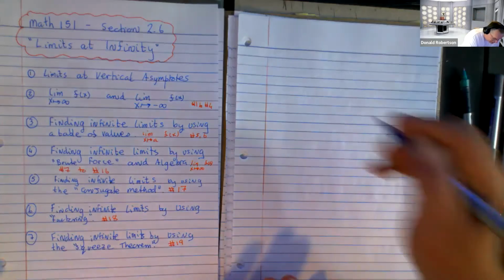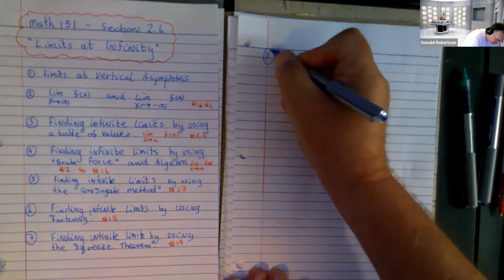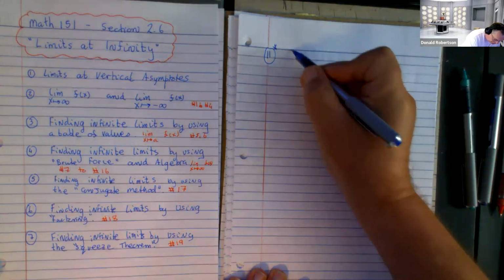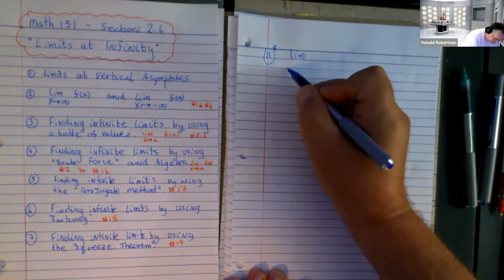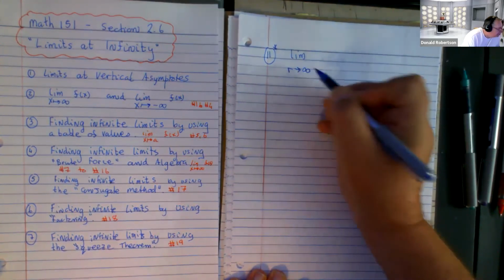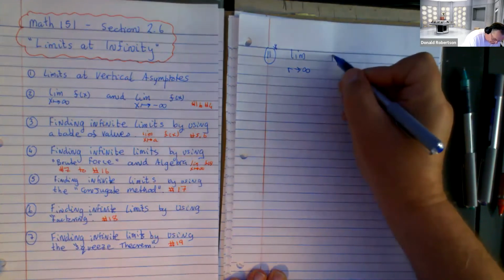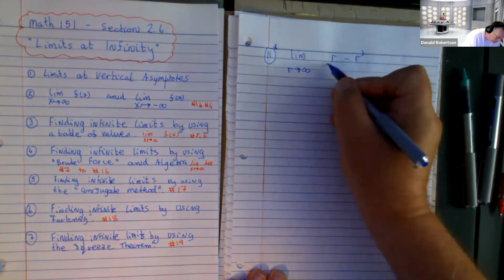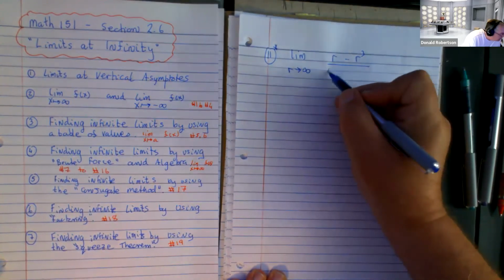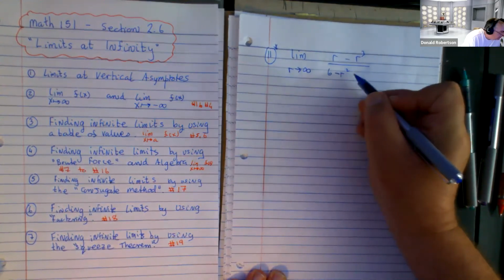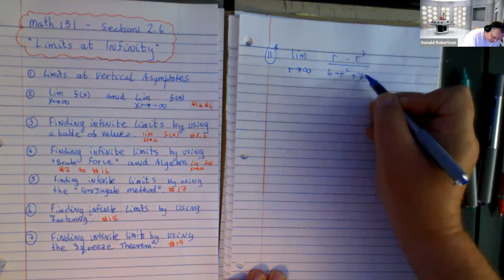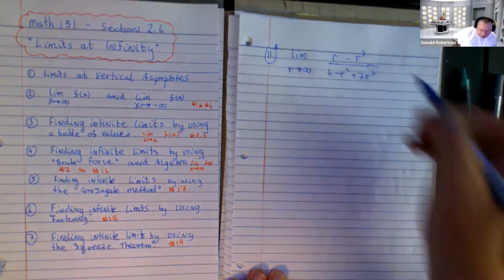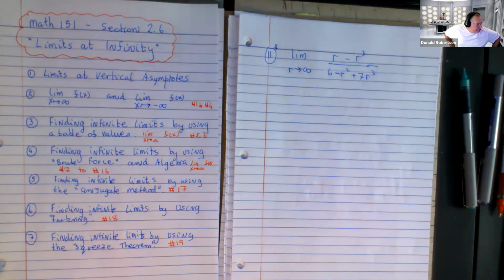So let's try 11, or a version of 11. And they're changing the letter for the variable, which is good news. We very often get too caught up with thinking x is the only guy in town. Right. Okay, you want to do this guy. What would you divide top and bottom by in this fraction?